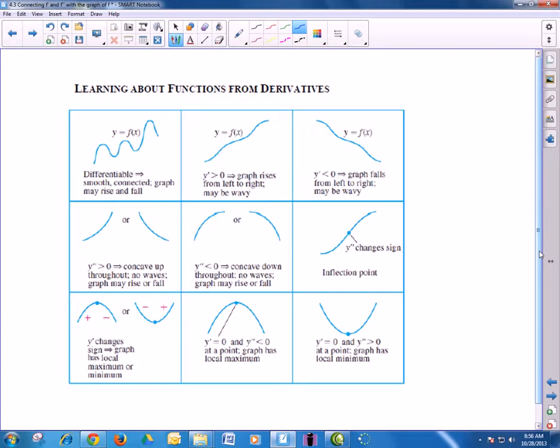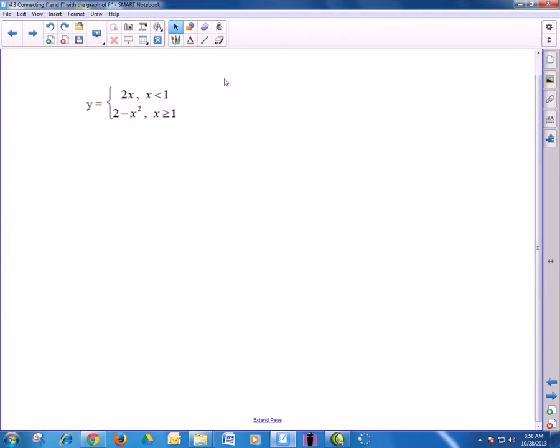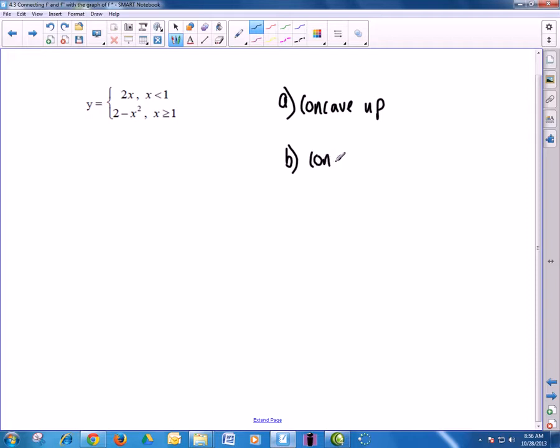Okay, so let's take a look. We'll come back to that later. Let's take a look at this example. So you have this function. It's a piecewise, and you don't have any directions. But what I want to determine is, A, where is this function concave up, and B, where is this function concave down?